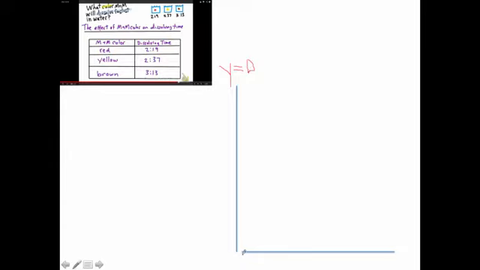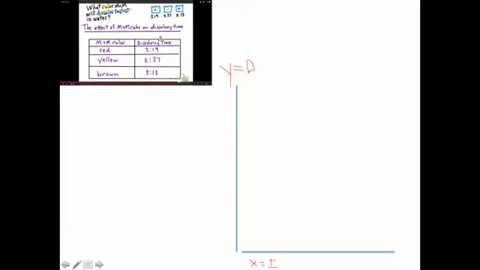And then this is your x-axis. The horizontal one is the x-axis. So on the x-axis, you have your independent variable. Okay. So first thing we have to decide is what is our dependent variable and what is our independent variable.